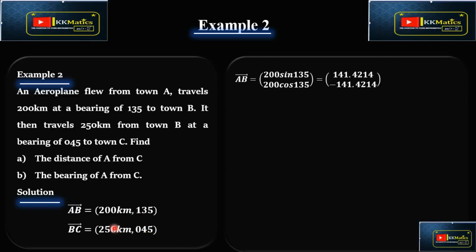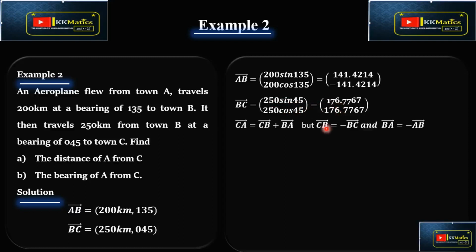In converting, we have 200 multiplied by sine 135, and 200 multiplied by cos 135, and that's what we get. We get the values here. So these are the vector of what? A and B, AB. And then we also consider vector BC. So that's 250 multiplied by sine 45 degrees, and 250 multiplied by cos 45 degrees. So 250 multiplied by sine 45 degrees is the x value, and the other one is the y value, as you see there.